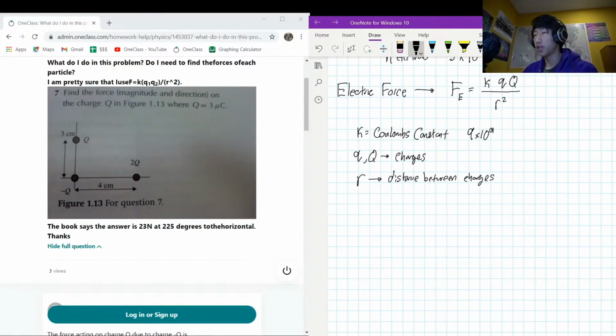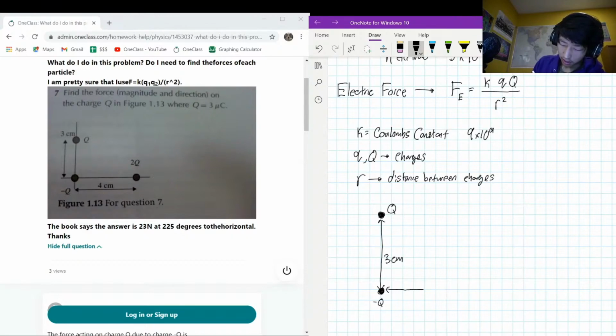Okay, so in this situation this is what's going on. Let's draw this out. This is our Q of interest. 3 centimeters downwards from here, we have a charge here. Let's call this negative Q. Okay, and directly horizontal from there, we got 4 centimeters. Let's write this out in base SI to make this easier to calculate. Here we have our other charge, which is 2Q.